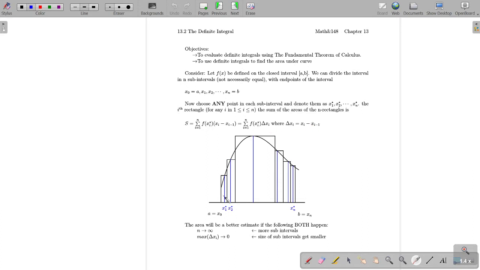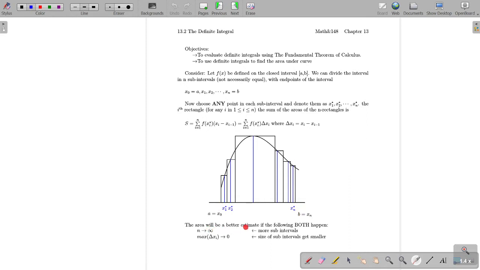So if we take a look at this picture, you can see I've got a bunch of rectangles here. And this is just the point where I picked between those two, and that's how you got the upper limit there. You can see it's not always in the center, it's just anywhere you want it to be. Okay, so notice here x sub 0 is right there, x sub n is b.